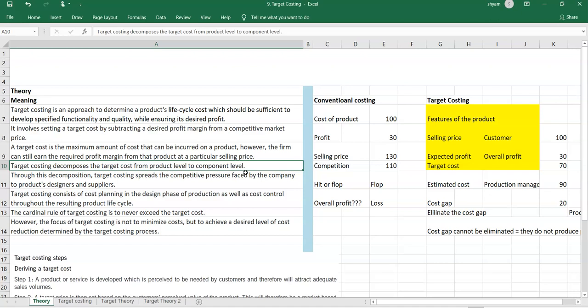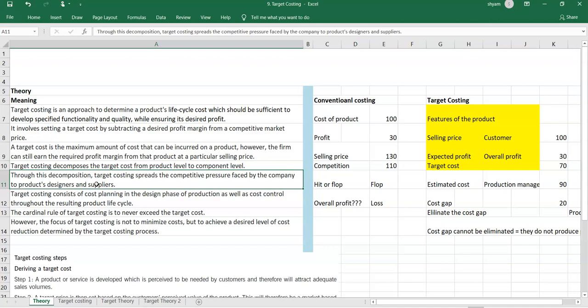So what target costing does is it starts a kind of creative process for the managers, where they are forced to think how to reduce the cost at any level, whether it's the distribution level, marketing level, production level, or even the component level, or can we reduce it by changing the supplier. So it forces the managers to think and come up with a creative solution to reduce the cost.